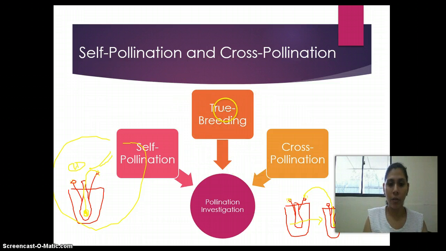And true breeding is when self-pollination happens with the perfect plant, then all the characteristics or traits from the parent plant will be the same in the offspring plants.